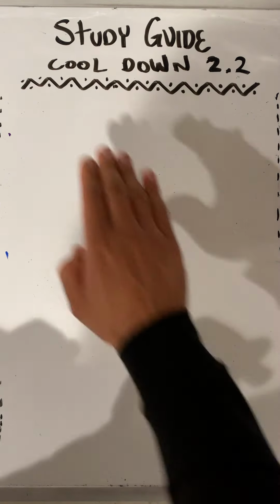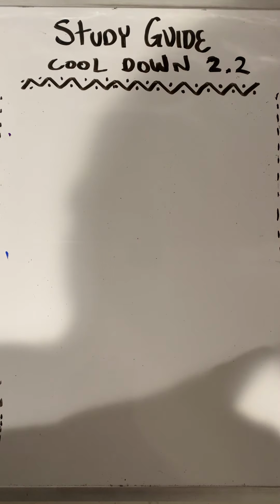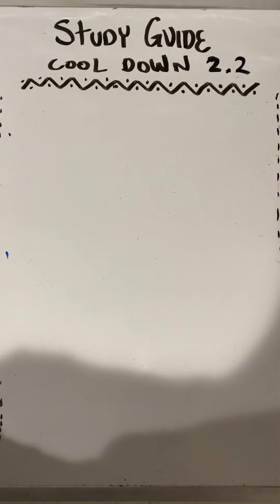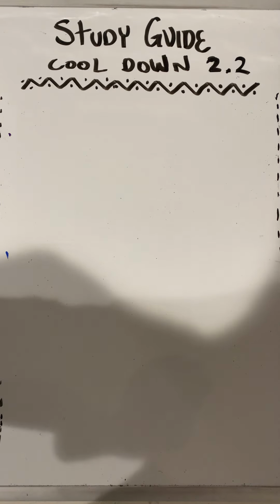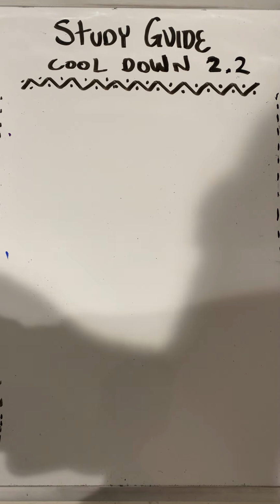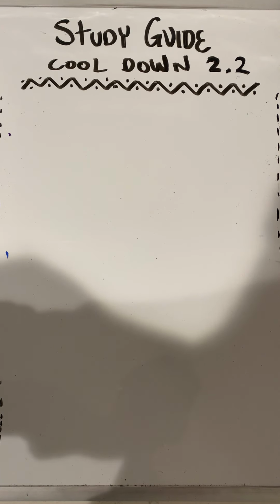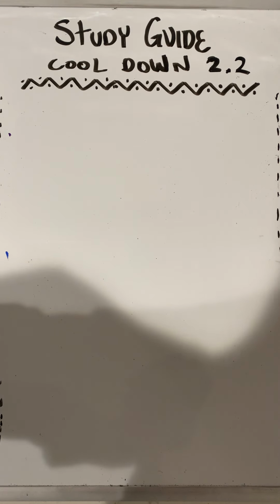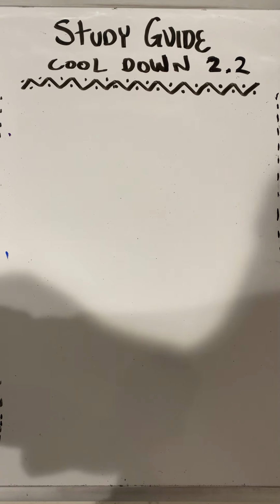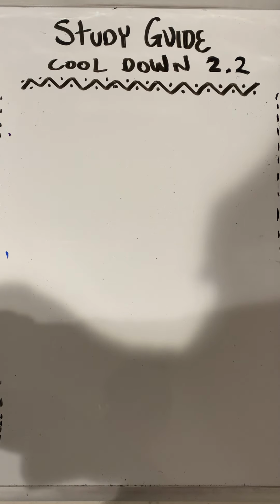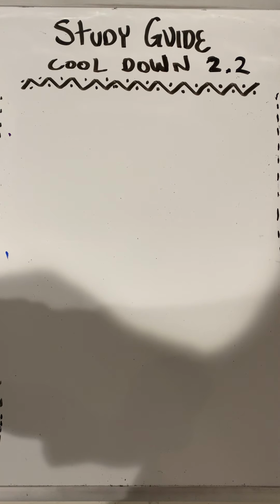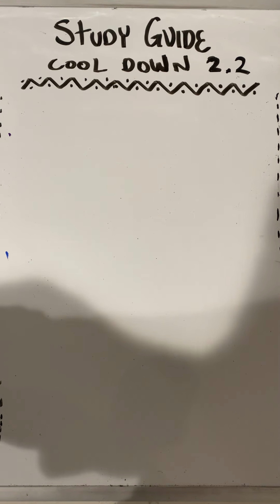This is a study guide cool down for 2.2. The question is, an account grows at an annual interest rate of R, so it grows by a factor of x equals 1 plus R each year. The function A of x gives the amount in the account after 4 years when the growth factor is x. And then 3 questions follow afterward.